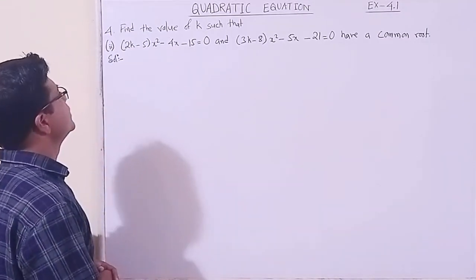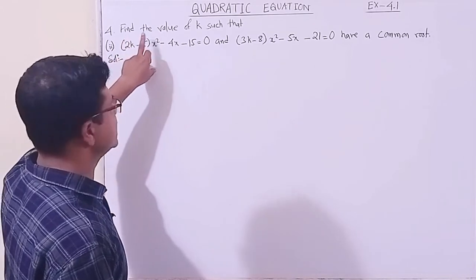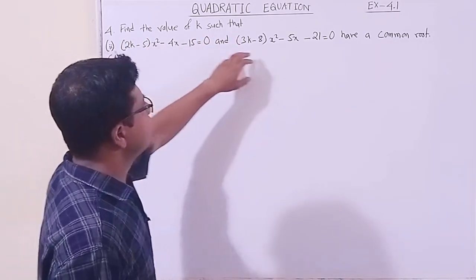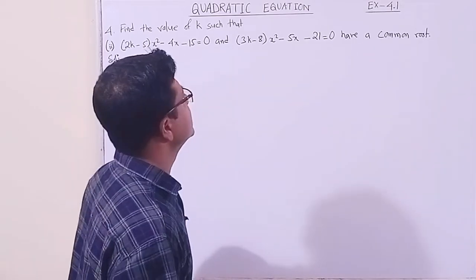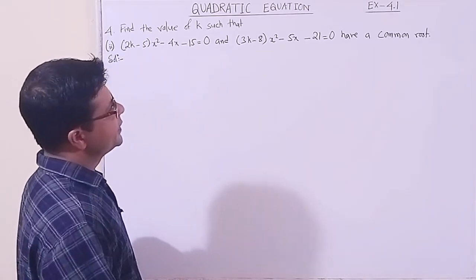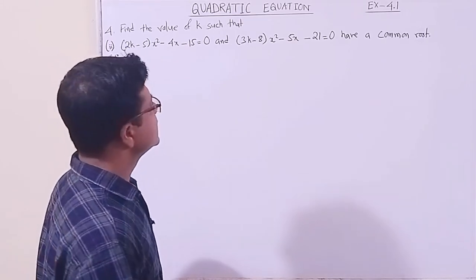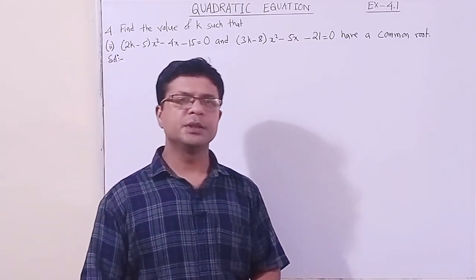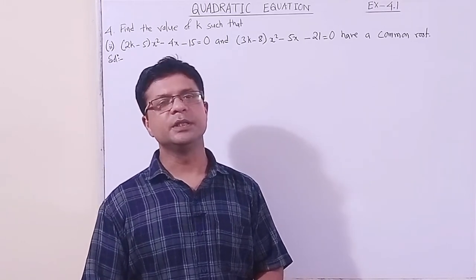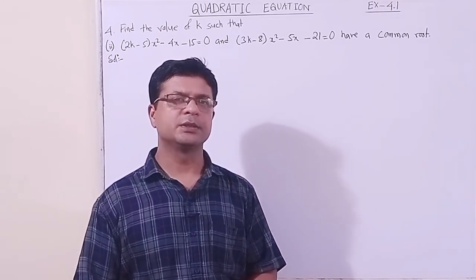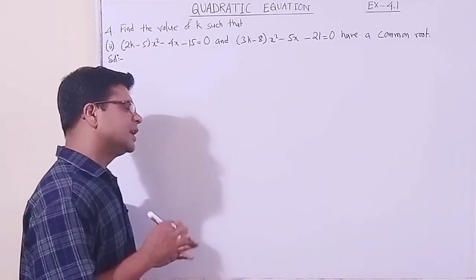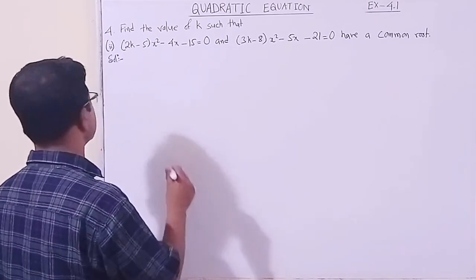Now this is number 2 of question number 4. Let us read the whole question. Find the value of k such that these two equations have a common root. Now dear students, before starting this we should have some idea. In the chapter on linear equations in two variables in general mathematics, you did one process called the cross multiplication method. Can you remember this? Let us recapitulate for some time.